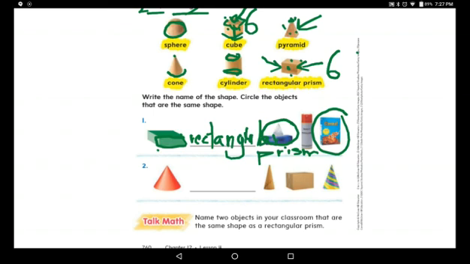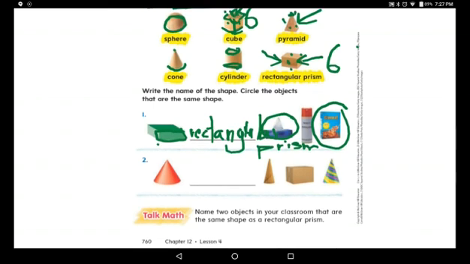You can also have another example. Just close your math book and put it down and look at it. What shape is the book? The book is a rectangular prism. Great job.